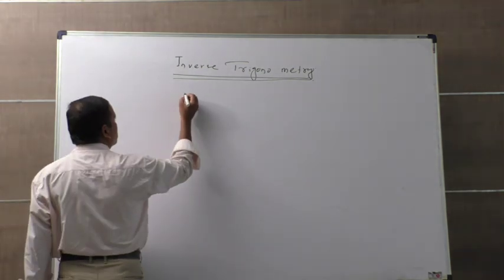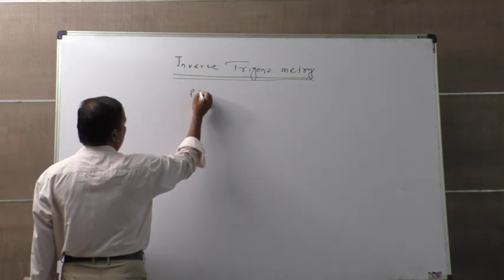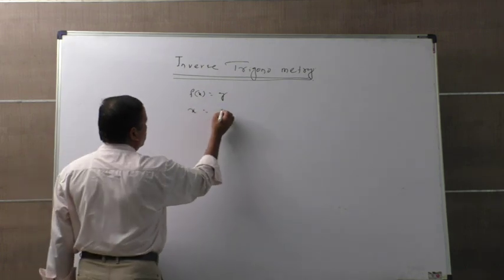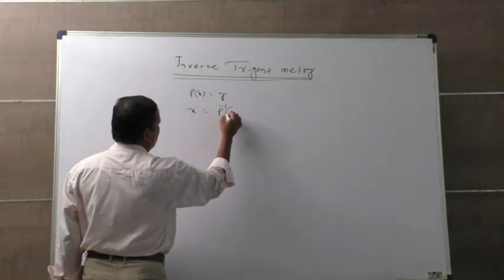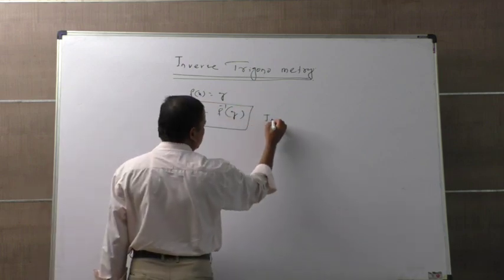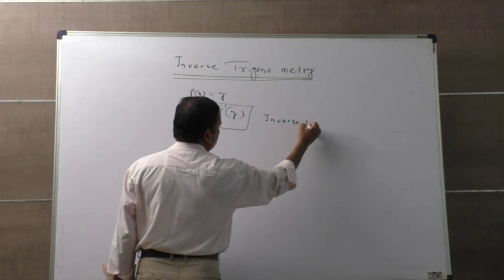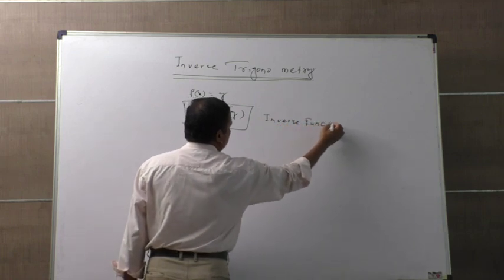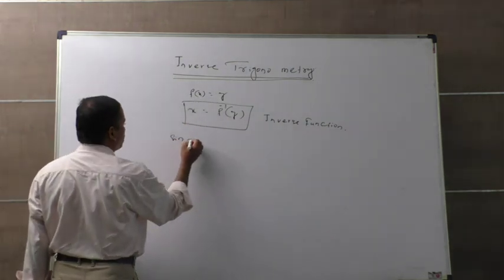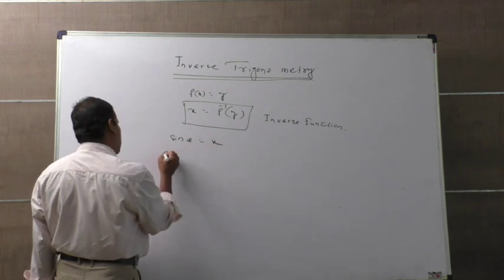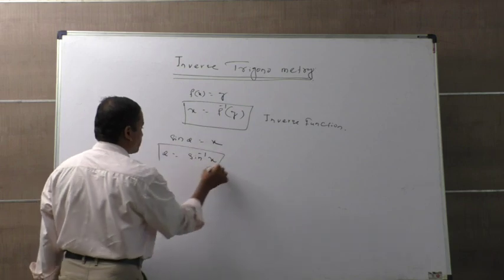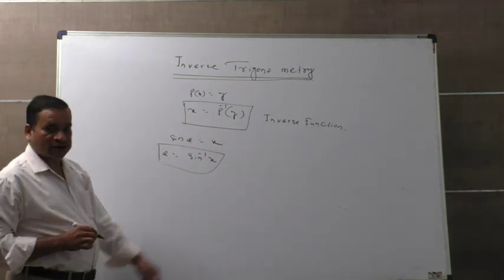That means if we have f of x is y, it is a function, then x is called f inverse y. That is the inverse function. Similarly, if sin theta is equal to x, then theta is sin inverse x.